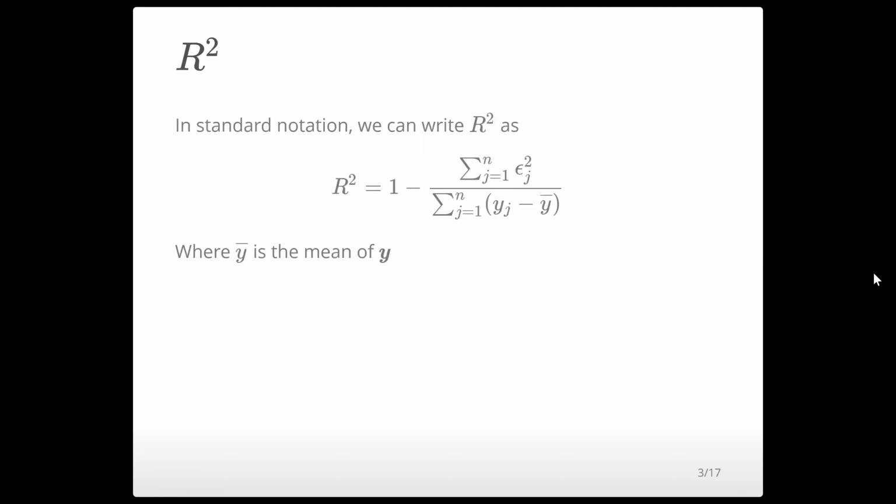So in standard notation, we can write R squared like this. It's the sum of all squared residuals in the numerator, and then in the denominator, it's the sum, actually that should be squared. I will correct that. This denominator should be y_j minus y bar, squared. So it's the sum of each observation subtracted from the outcome variable's mean, squared. And that's how we can get R squared using standard notation.